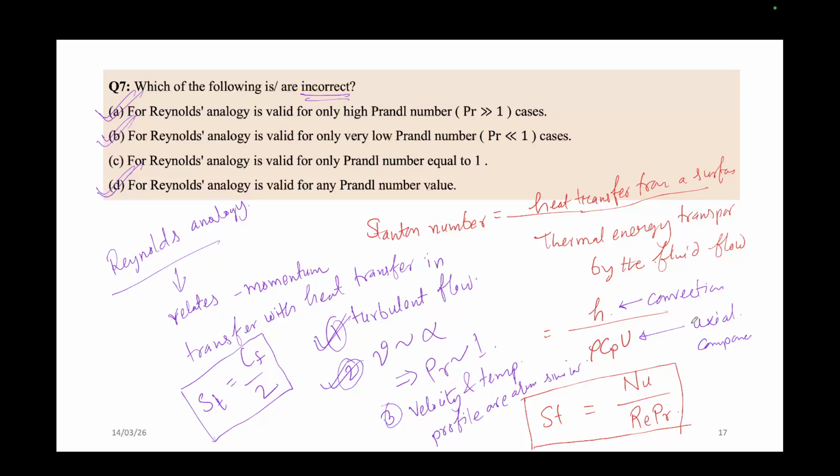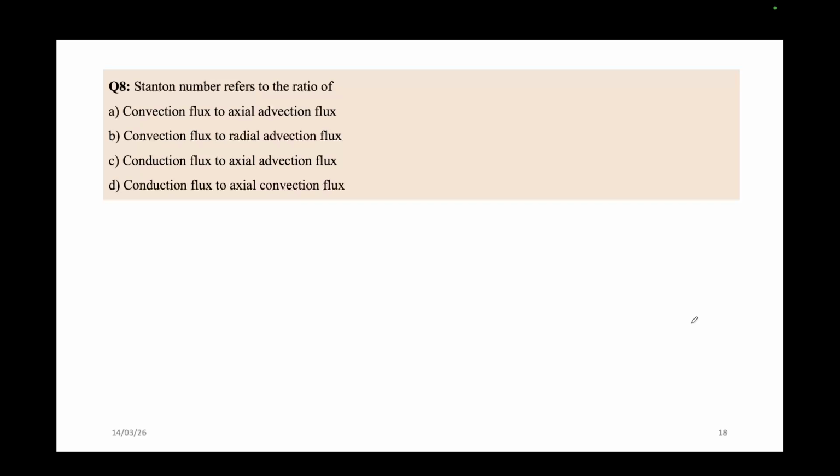Now moving to the next question. The next question is: the Stanton number refers to the ratio of what? So right now I have said that it is the convection flux to this advection heat flux or energy. So convection to advection. Right, next question.